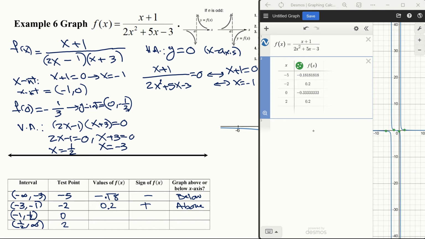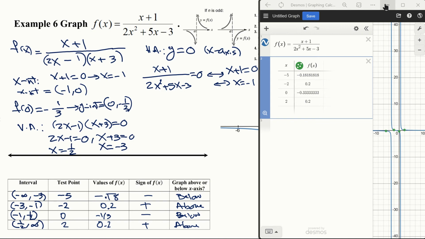At 0 we get -0.33, which you remember is -1/3, right? So we can just put -1/3. It's going to be negative, and of course that means the graph is going to be below the x-axis in this region from -1 to 1/2. And for 1/2 to infinity, we picked 2, and at that we get 0.2, which is positive, which means the graph is going to be above the x-axis.